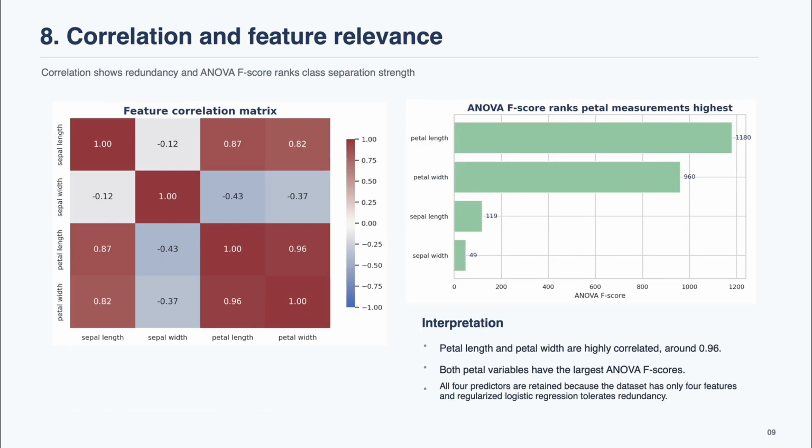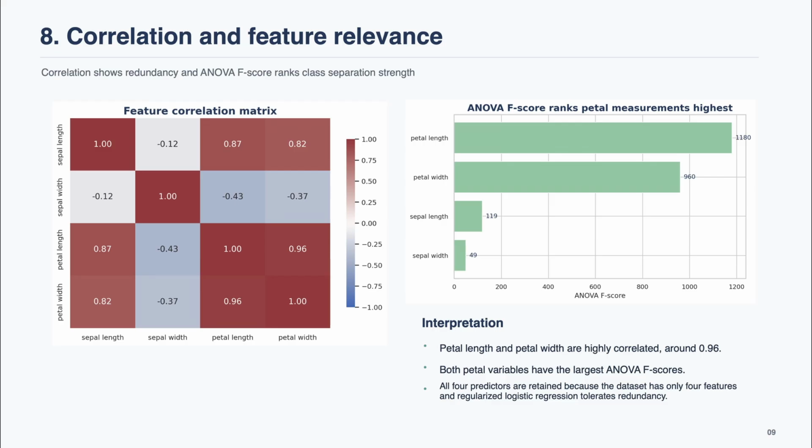Now we combine two useful ideas: feature correlation and feature relevance. The correlation heat map shows that petal length and petal width are highly correlated. This means they carry related information. The ANOVA F-score analysis shows that petal length and petal width also have the strongest relationship with the target classes. So the petal features are both powerful and somewhat redundant.